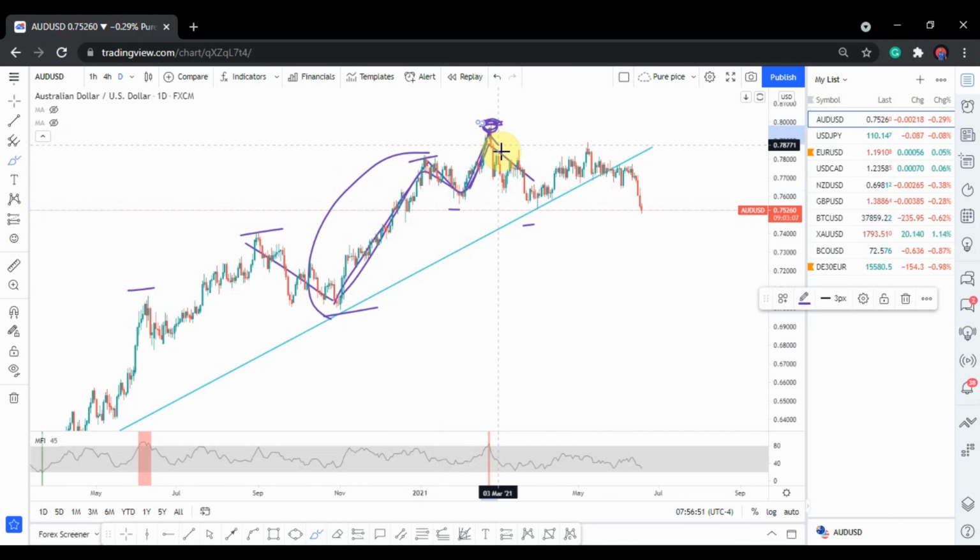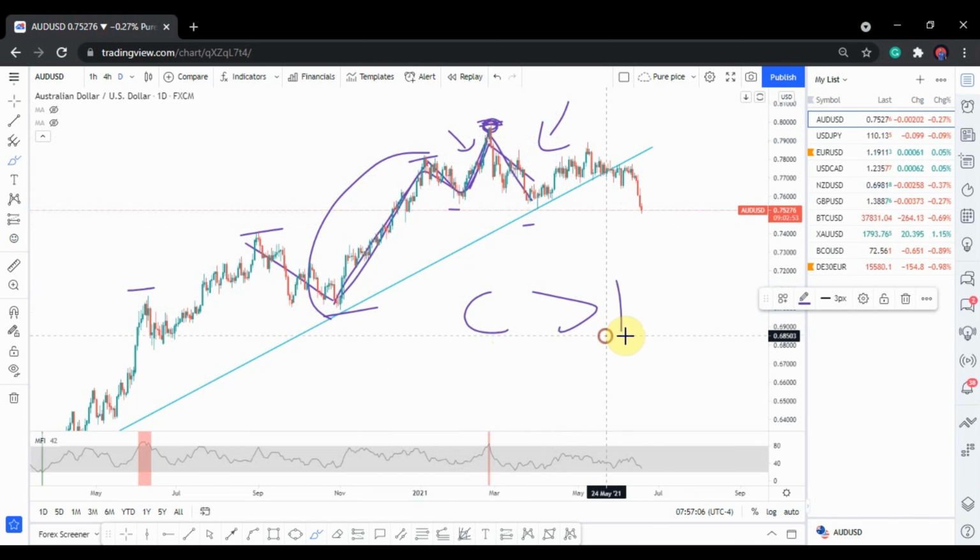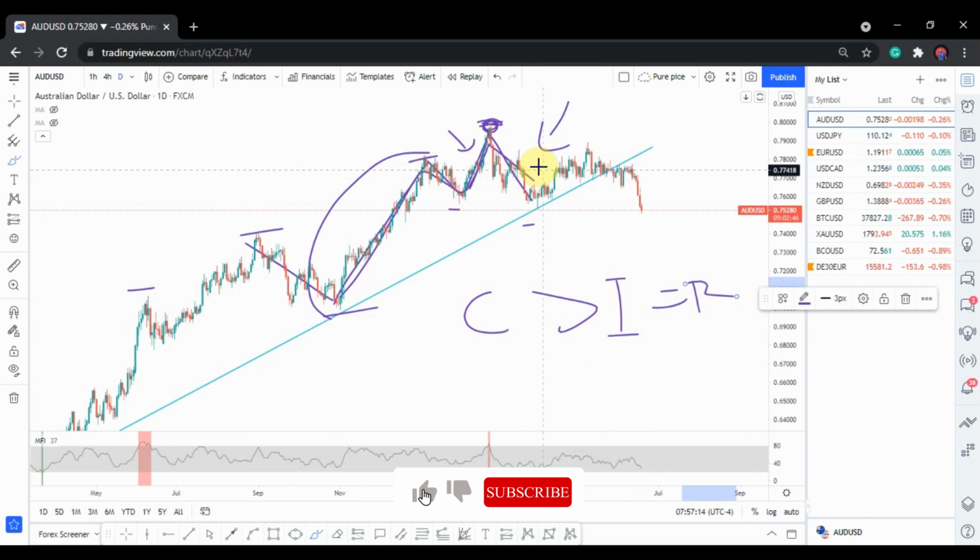And now looking at the market correcting in this manner, we can see that this corrective wave, compared to this impulsive wave, is bigger. And if the corrective is bigger than the impulsive, then it means be ready for a reversal. Be ready for a reversal. So we can see now that this corrective became bigger than the previous impulsive. So it means that the sellers are coming in.